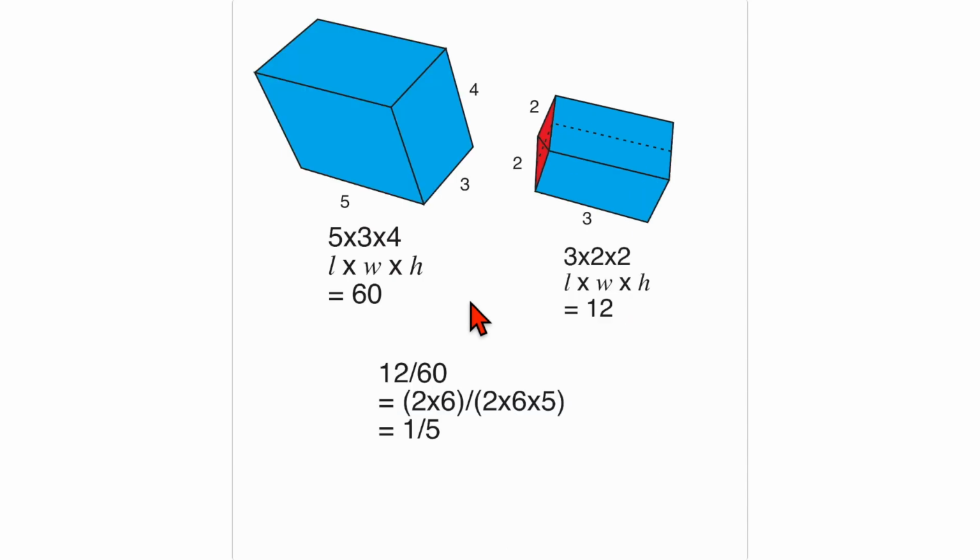Once again, the simplest calculation is 12/60ths. So this is the smallest prism that's on the right. It is 12/60ths of this larger prism. 12/60ths simplifies to 1/5. 2 times 6, and 2 times 6 times 5. The 2 times 6 are 12, the 2 times 6 are 12 cancel, and you're left with 1/5.